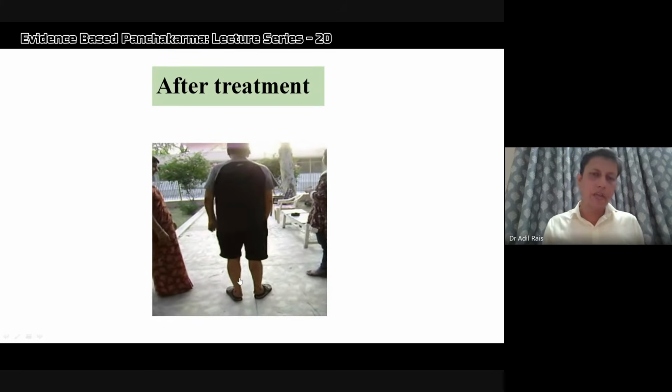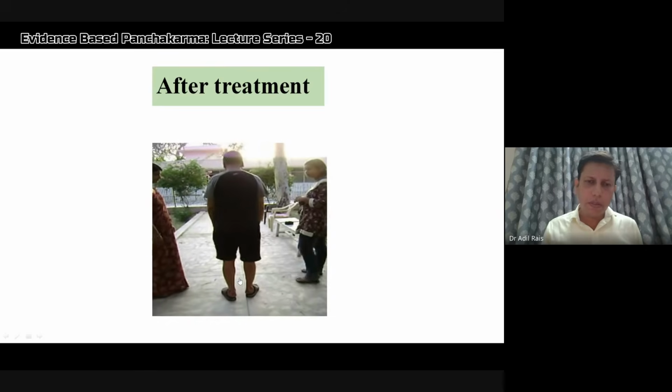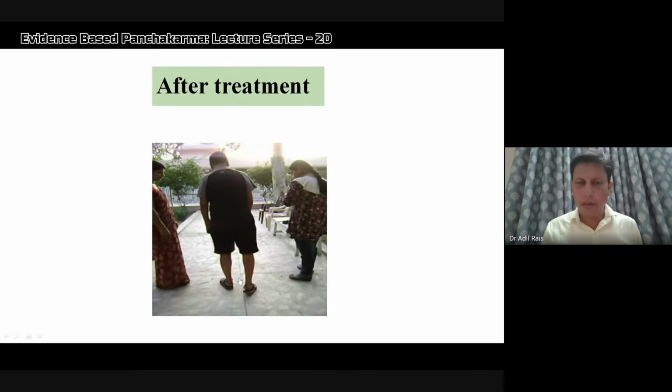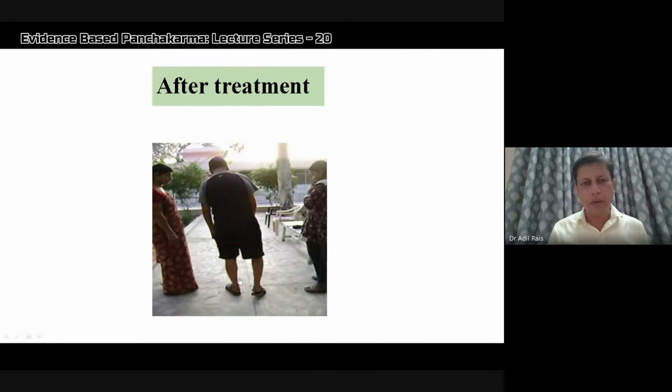Now, this was very satisfying to see that the patient was able to walk without support. Even this small pace, this small thing which we achieved, was really very satisfying. Very good.